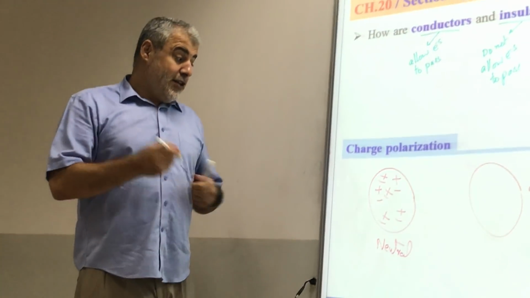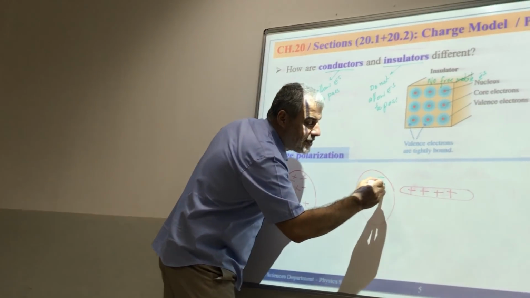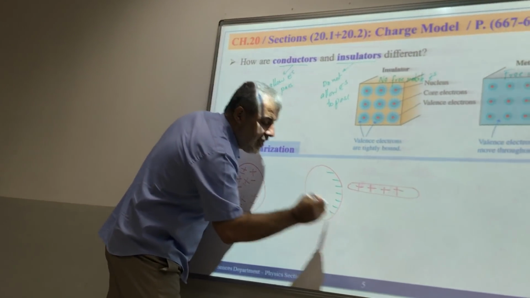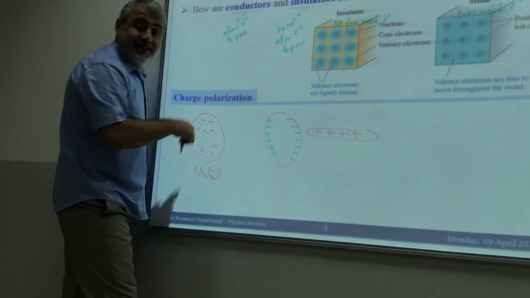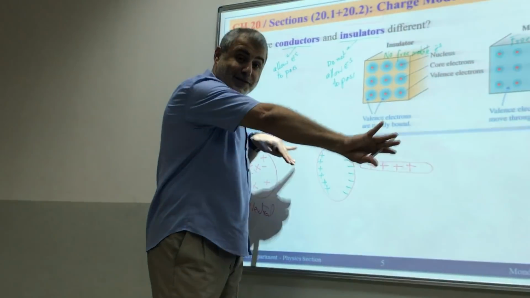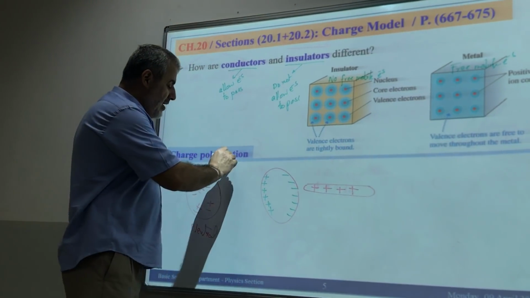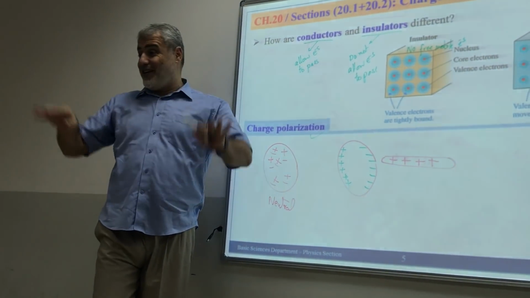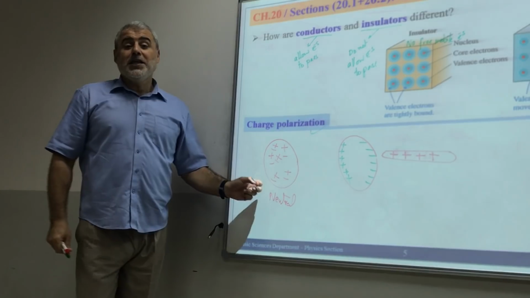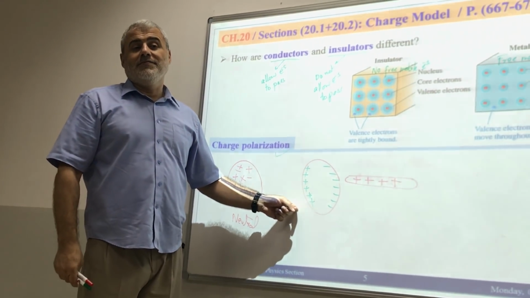Here you'll find all the negative charge will accumulate at the closer side, right? And all the positive charge accumulates at the furthest side. This process of separating negative and positive is polarization. You just separate the charges. Before, they were mixed, and then you are separating.